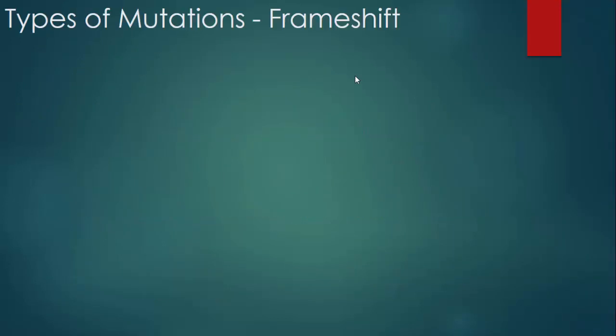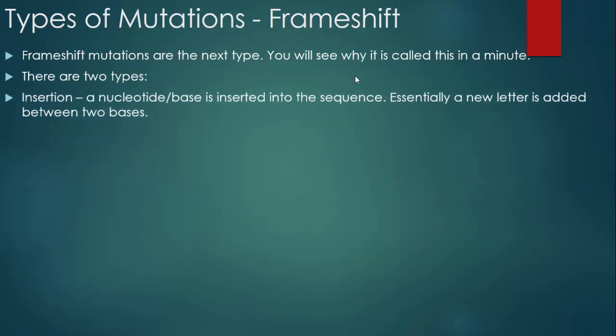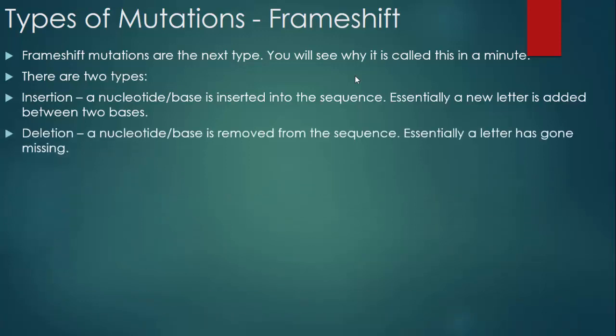There are also frameshift mutations. Frameshift mutations are the next type, and you'll see why it's called this in just a moment. There are 2 types of frameshift mutations. There is insertion, which sounds exactly like what it is. A nucleotide or base is inserted into the sequence. So essentially a new letter, A, C, G, or T, is added between 2 bases. And we also have deletion, which sounds exactly like what it is. A nucleotide or base is removed from the sequence. Essentially, a letter has gone missing.